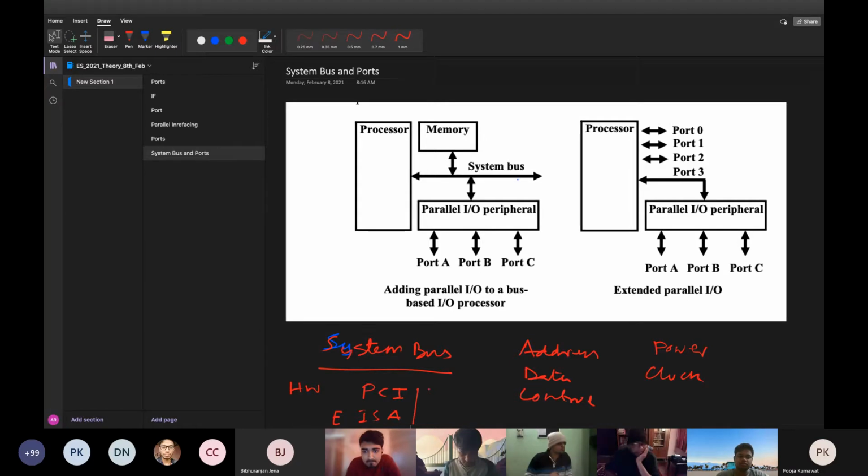PCI. So this PCI slot, if you want to buy a data acquisition card, you can put it in the PCI bus. PCI bus is a system bus where you got this address, data and control. It is not possible for your small processor like this to have this bus, but for bigger processors, if you want to connect.